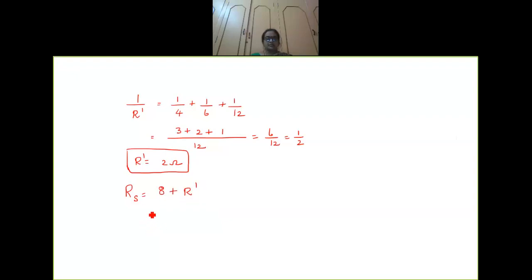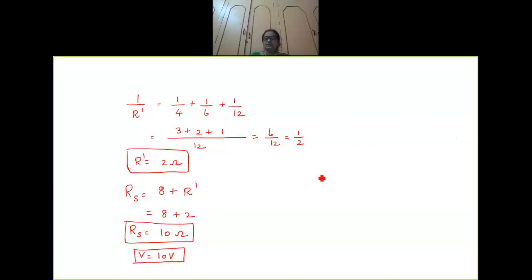Okay? So 8 plus what is R dash? 2. So the effective resistance will be 10 ohm. So I have found out the effective resistance. I know the value of voltage. What is the value of voltage? Each is 5 volt. So the total is 10 volt, right? So V is equal to 10 volt.